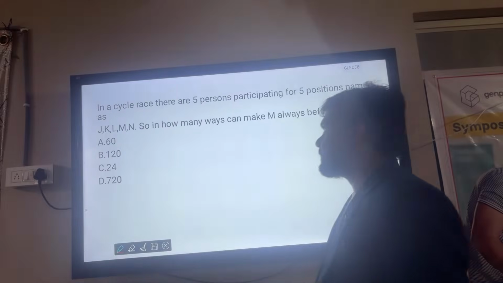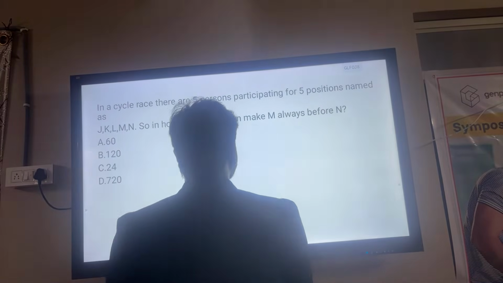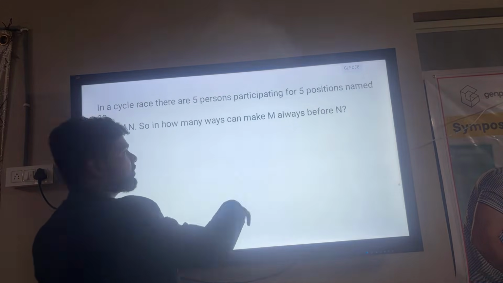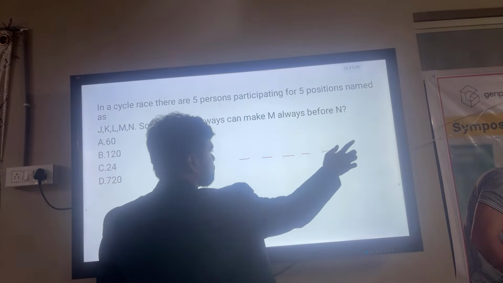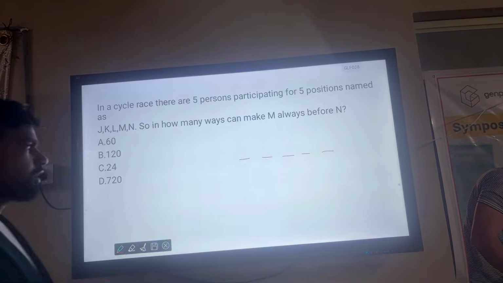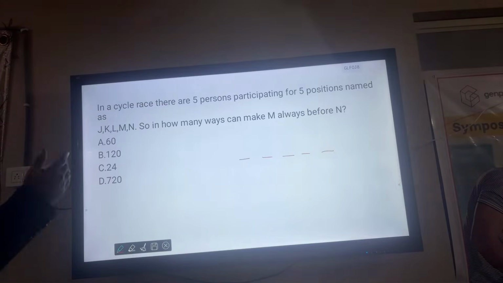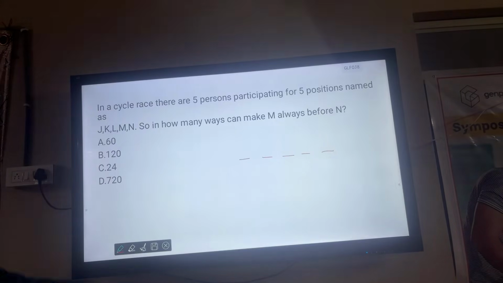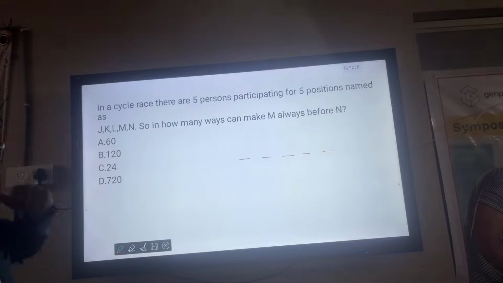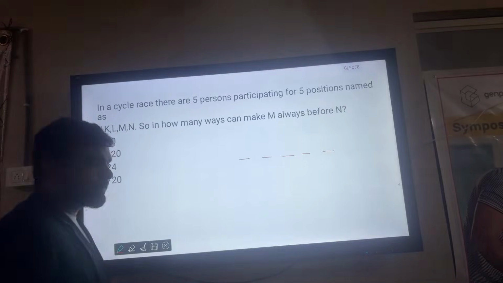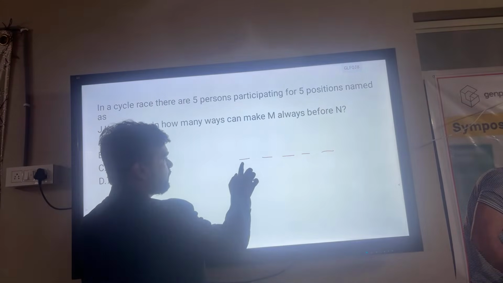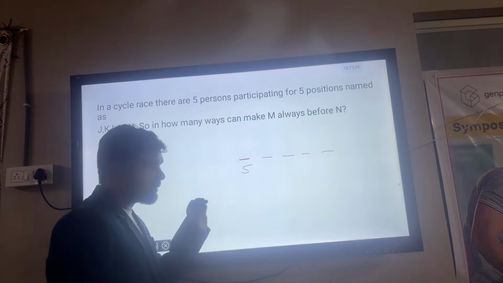In a cycle race, there are 5 persons participating for 5 positions. 5 persons are there and they are fighting for 5 positions, named as J, K, L, M, N. So, 5 members are there. Suppose one person is first in the first place.